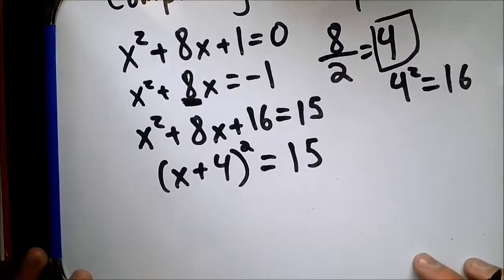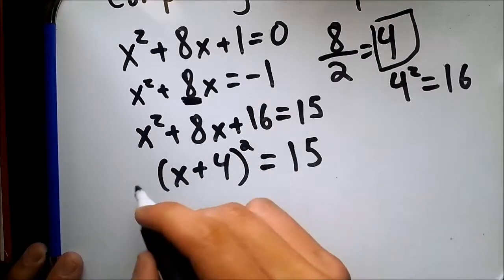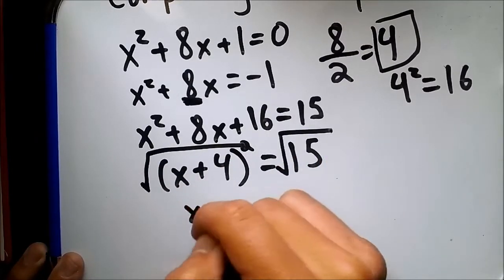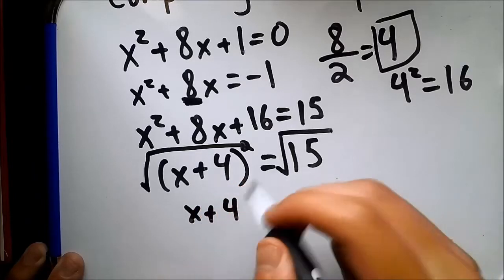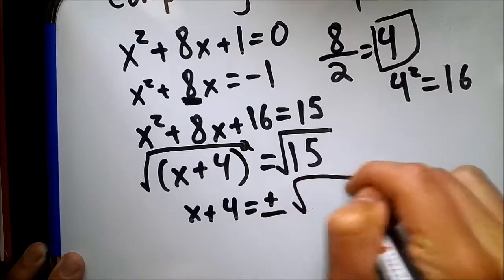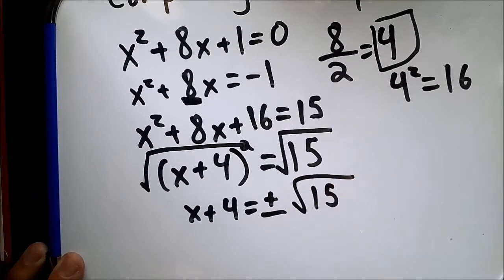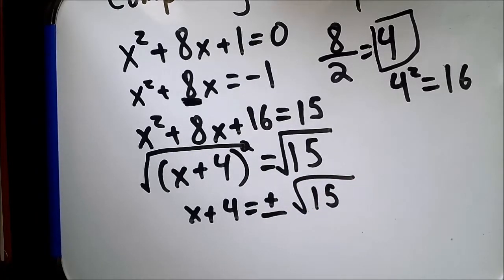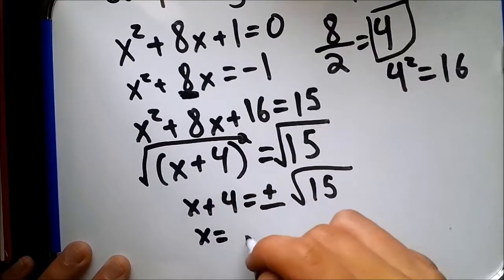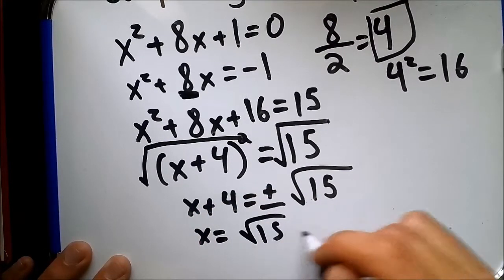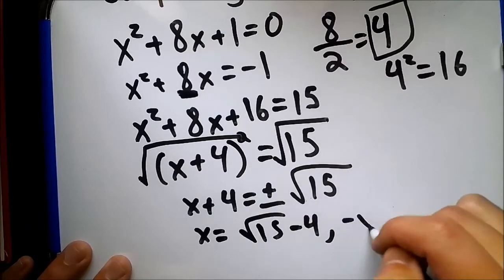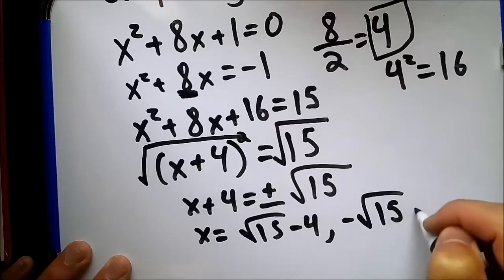Now that we have this, we can just take the square root of both sides, and we can see that x plus 4 is equal to both positive and negative square root of 15. Now all we have to do is subtract 4 from both sides, so we see that x is equal to square root of 15 minus 4 and negative square root of 15 minus 4.